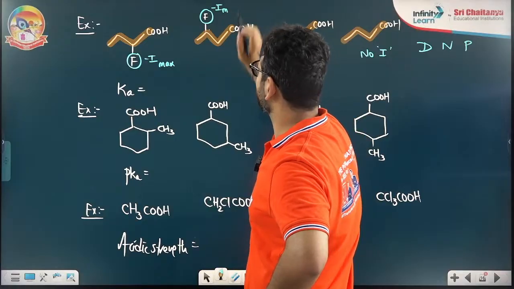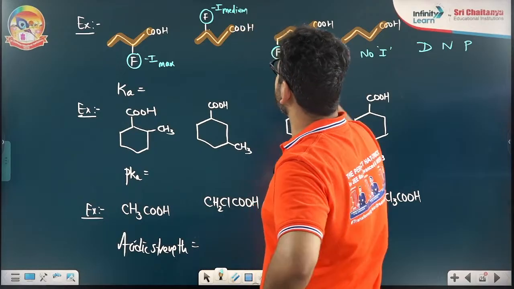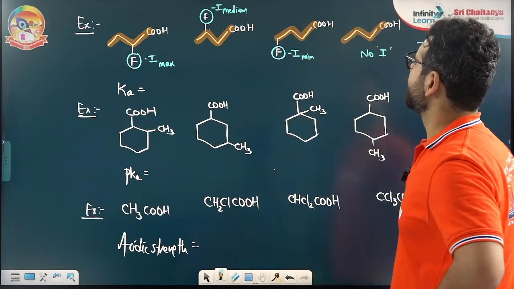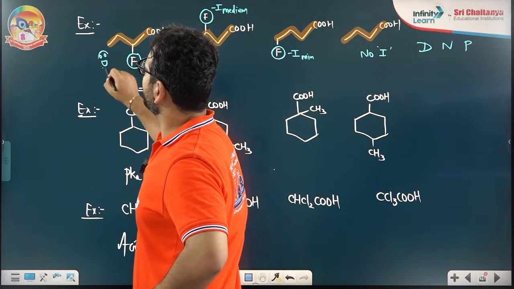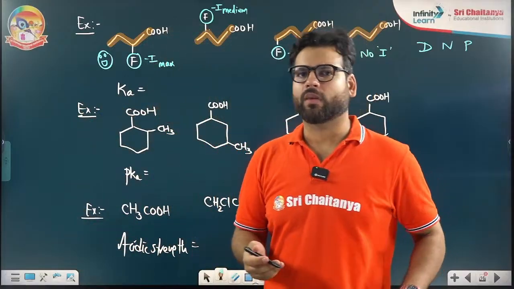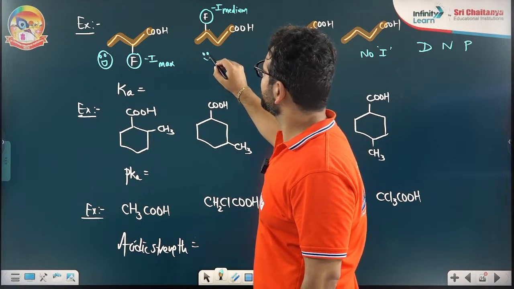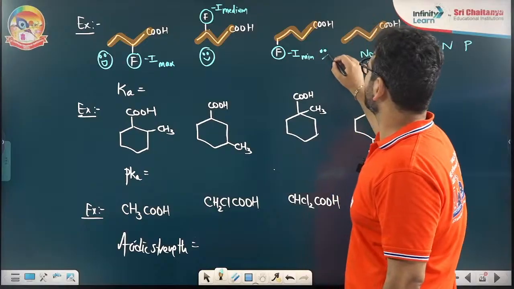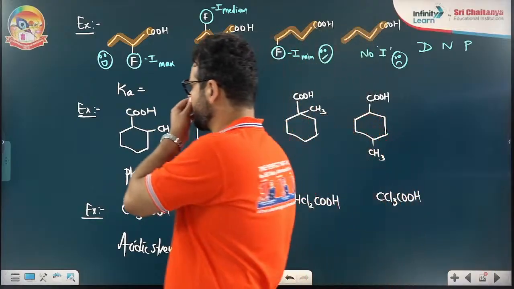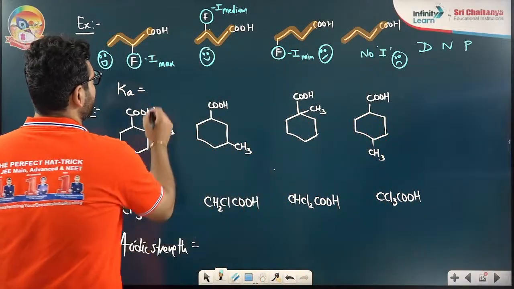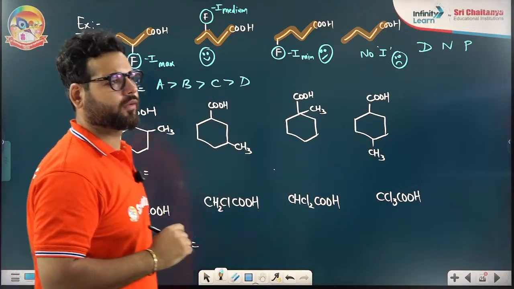So this is -I medium. This is -I minimum. That is -I maximum. -I maximum makes it the best acid. I told you before, pullers make the acid better. This is best, then this is not so good, but still better. This is not so good, and no inductive effect means it is a poor acid. So A, B, C, D is the answer. A will have the maximum Ka, then B, then C, then D. This is the decreasing order that we are going to get.